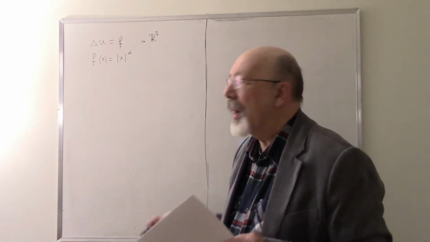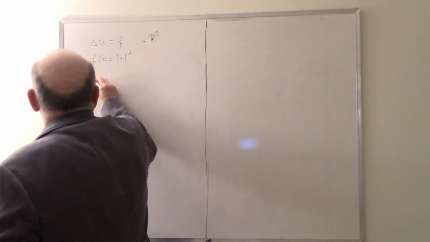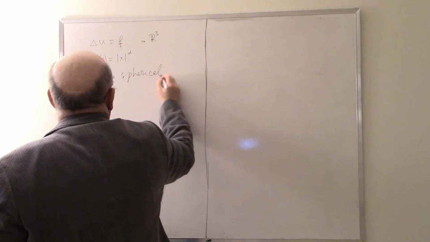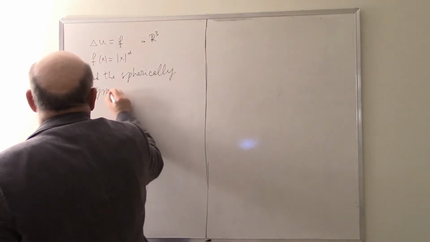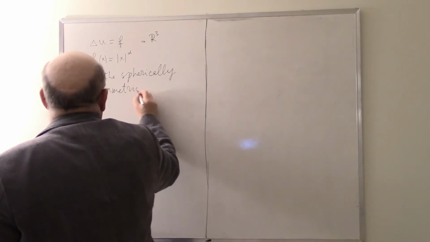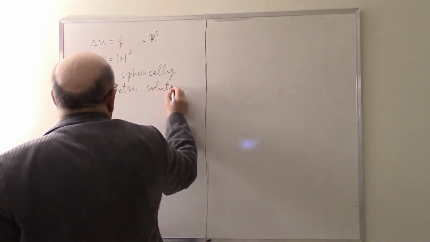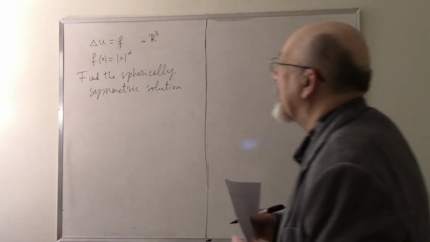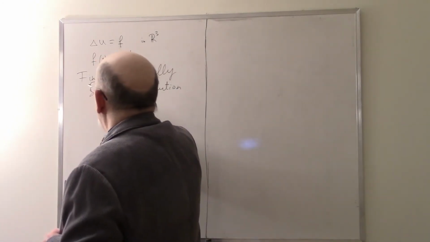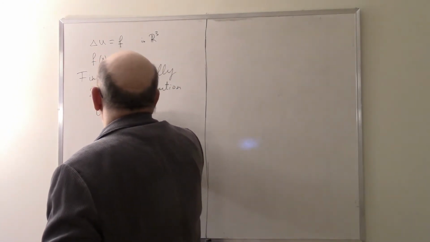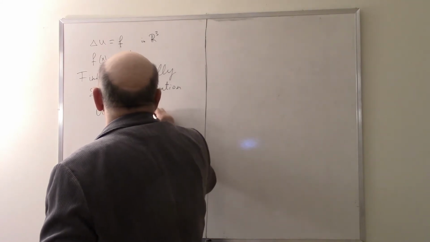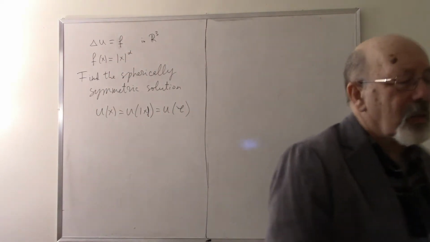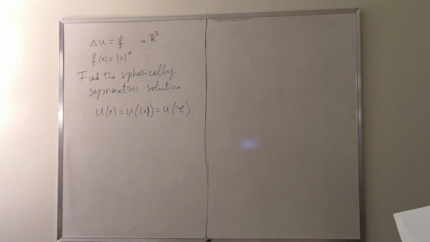Solve the equation, that is, find the spherically symmetric solution. Yes? What does spherically symmetric solution mean? It is a solution of the form u of x equals u of modulus x equals u of r. So we are looking for this spherically symmetric solution.